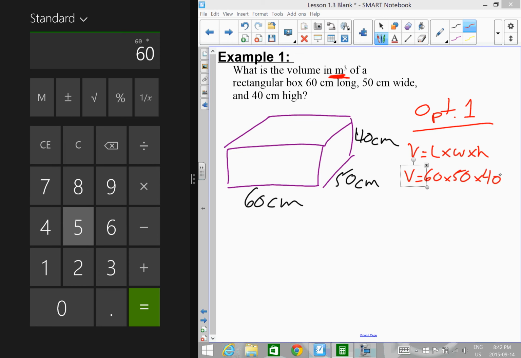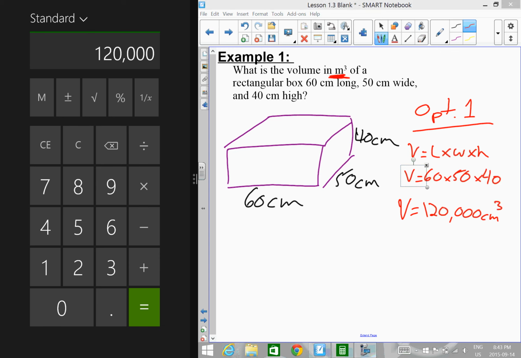60 times 50 times 40. All right, or you can try doing that in your head first. It's going to be a big number. It is 120, 1, 2, 3, 3 zeros. 120,000 centimeters cubed. Now that's not my answer yet. That's in centimeters cubed. I want it in meters cubed.